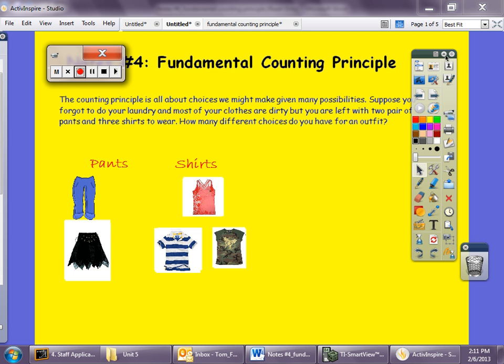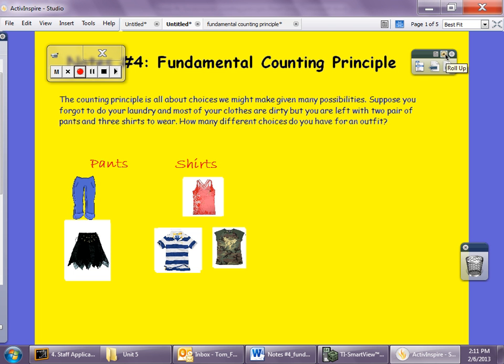Suppose you forgot to do your laundry, which most of you probably have done, and you're only left with dirty clothes. So you've got all these dirty clothes, but you have 2 pairs of pants and 3 shirts to wear. Now it says, how many different choices do you have for an outfit?